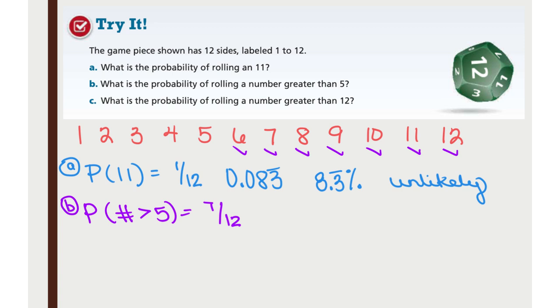So let's turn this into a decimal and a percent. What is 7/12 as a decimal? Good.